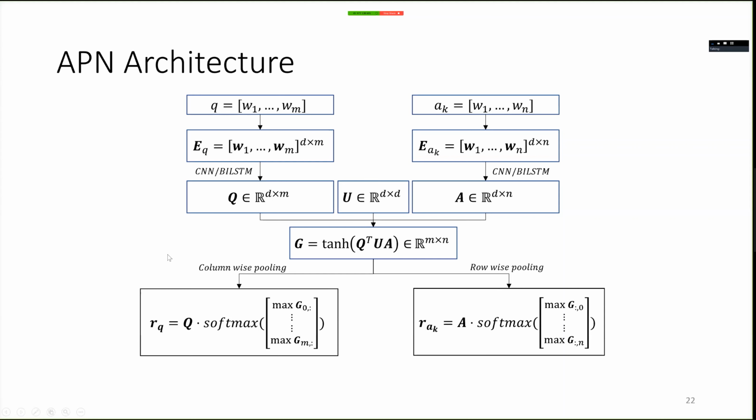The next step is the attention step. There's a question here: what's the matrix U? It's a weight matrix parameter. You introduce it to your model to model how the two matrices A and Q should possibly interact with each other.